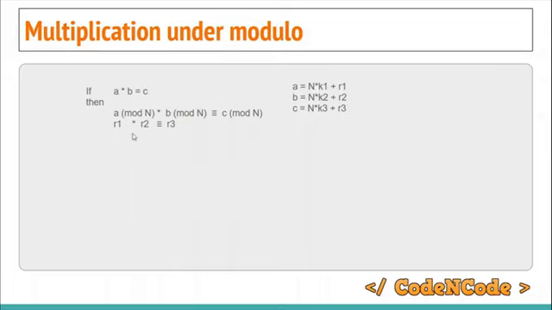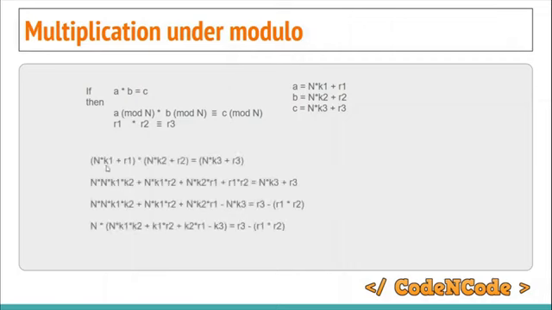Now we have seen that if two integers are congruent to each other, their difference is a multiple of n. So we will use that fact to prove this equation. Now a times b equals c: I have replaced a, b, c with their corresponding values and then expanded this. This comes out to be n times k1 k2 plus n k1 r2 plus and so on. You can see.